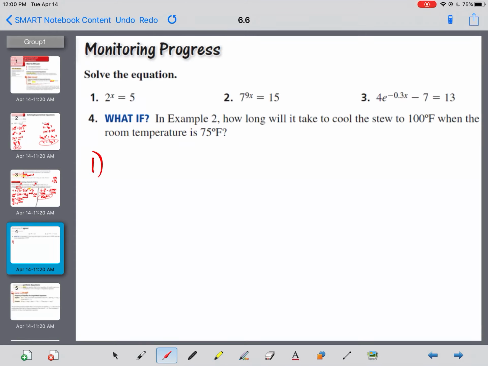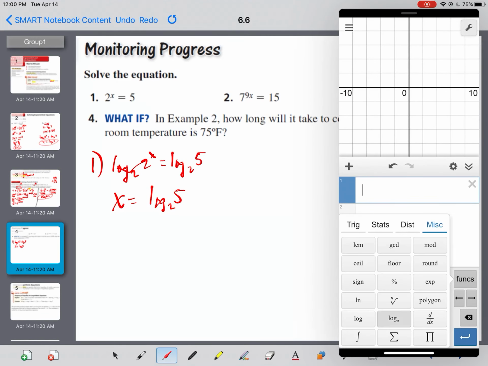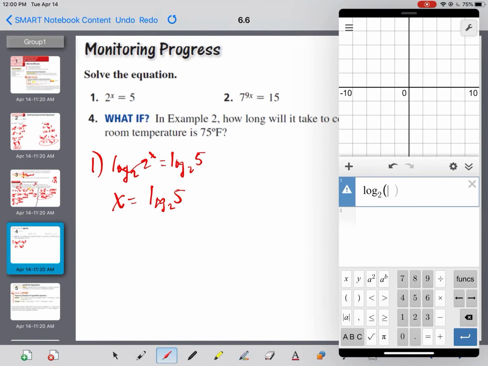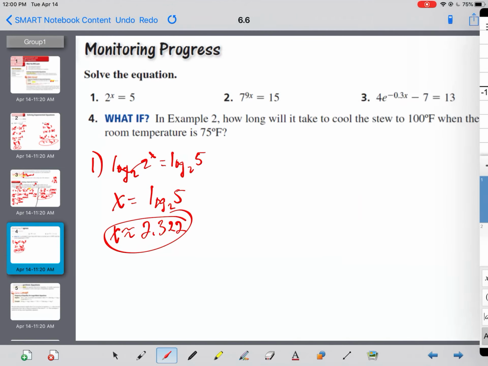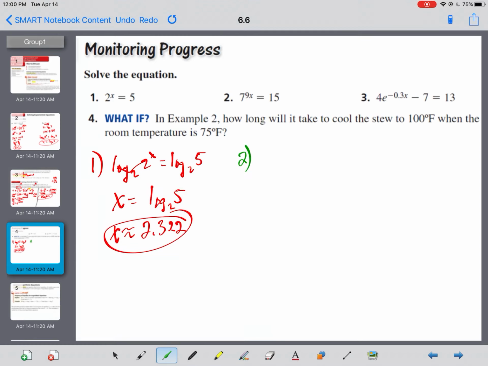Let's look at number 1. 2 to the x equals 5. 5 can't become a 2, so I'm just going to log base 2 both sides. That goes away. x equals log base 2 of 5, which is approximately 2.322.